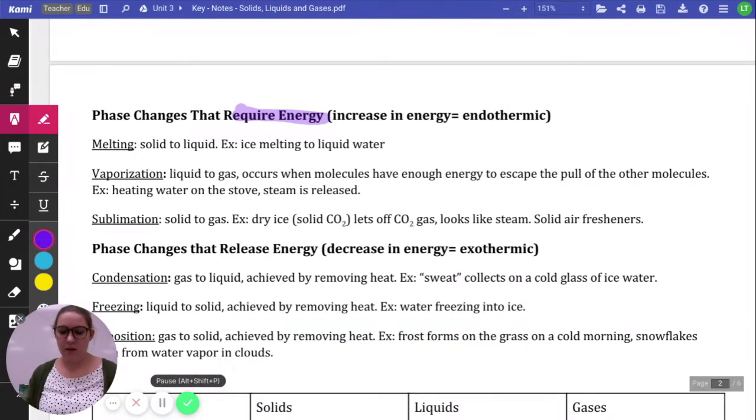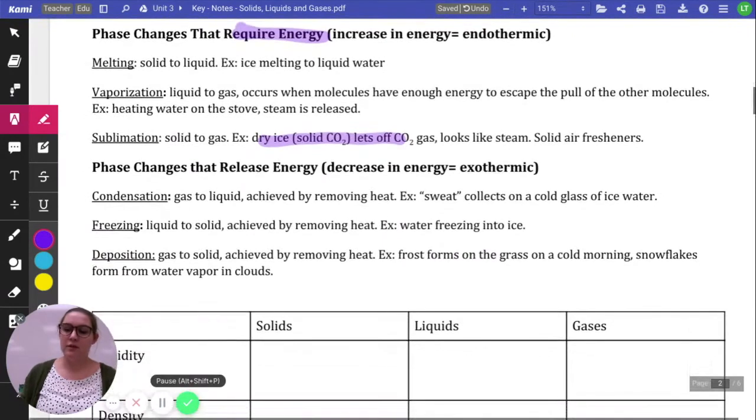Next we have vaporization, which is liquid to gas. This is like water on the stove that boils and leaves just water vapor. Sublimation is solid to gas. This is dry ice. If you know dry ice, it's solid, and when it's at room temperature, it lets off gaseous CO2. Solid air fresheners are also an example of sublimation. So those are our endothermic changes.